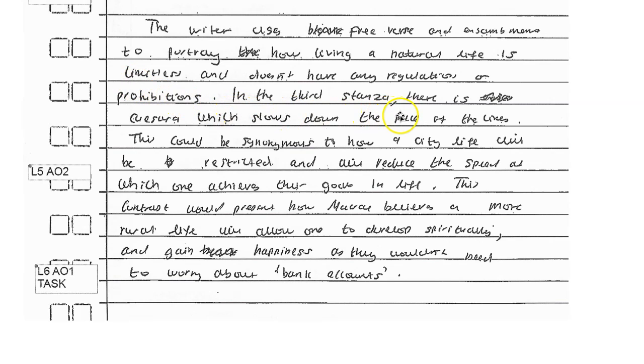In the third stanza, there is a caesura which slows down the pace of the lines. This could be synonymous to how a city life can be restrictive and will reduce the speed at which one achieves their goals in life. Now I'm laughing because I think this is utter rubbish. I don't believe this for a minute. However, that doesn't matter. The examiner says, yeah, that's a developed point because you have used a structural feature, here it's the caesura, and you've linked it to the author's purpose to show the reduced speed at which we can achieve our goals when living in a city.